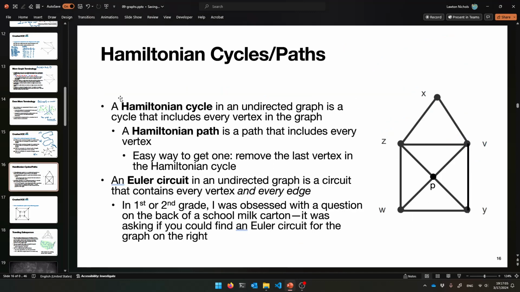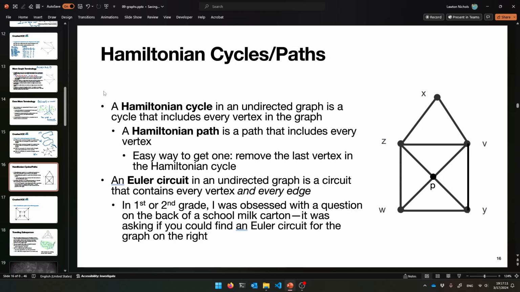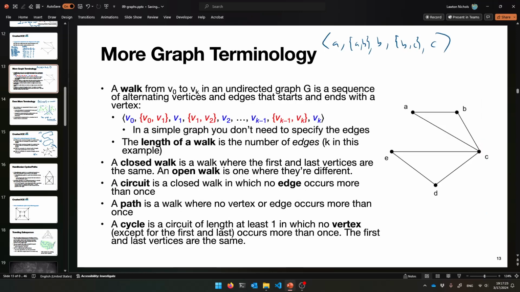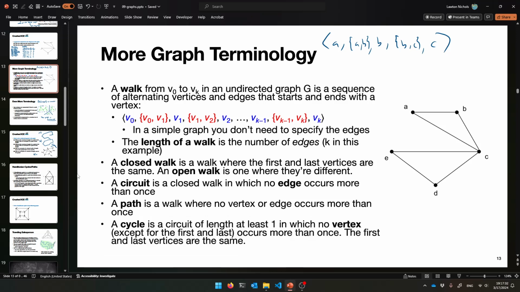So let's next talk about Hamiltonian cycles and paths. All right, this is a new fun term. So a Hamiltonian cycle, it's definitely somebody's name, right? In an undirected graph is a cycle that includes every vertex. All right, it's a cycle that includes every vertex, but remember that cycles can't reuse edges or anything, or vertices in between.